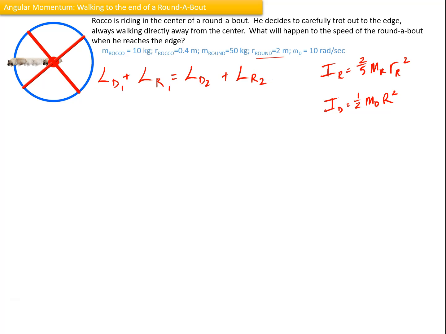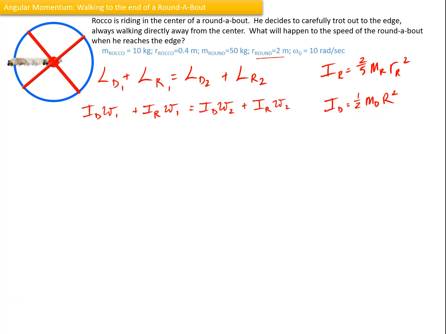Now again, we can expand these. Rocco is rotating in the beginning, so none of these are 0 this time. We're not dropping Rocco on it. He's on the roundabout spinning around with it and just walks towards the edge. So we have the moment of inertia of the disk times omega 1 plus the moment of inertia of Rocco times omega 1. That's going to equal the moment of inertia of the disk times omega 2. Now, we have to be a little bit careful here. Plus the moment of inertia of Rocco times omega 2.